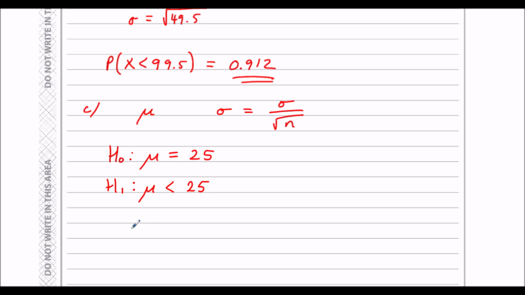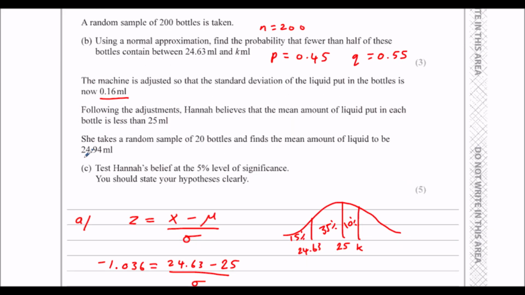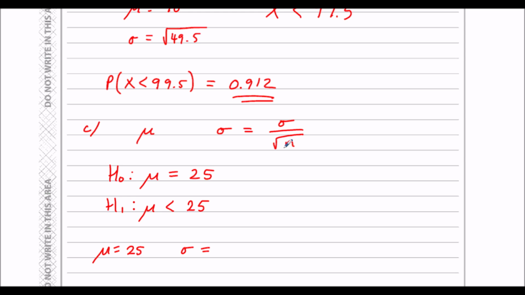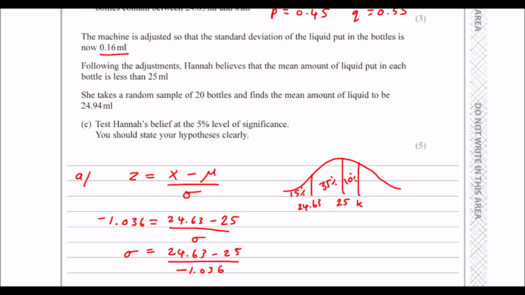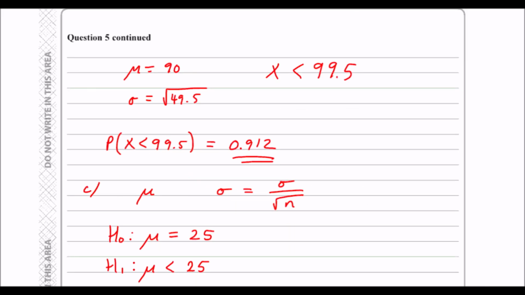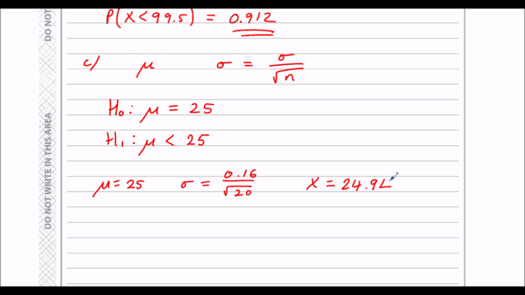So we've got a mean of 25 and a standard deviation of 0.16 over square root 20. There are 20 bottles in the sample. So mean, standard deviation, and our x, that's 24.94. So what's the probability of x being 24.94 or lower? So we want to know, what's the size of this area?